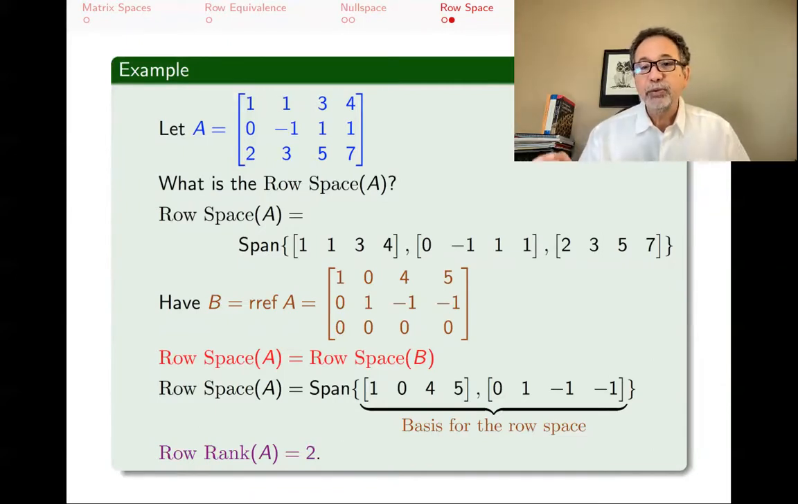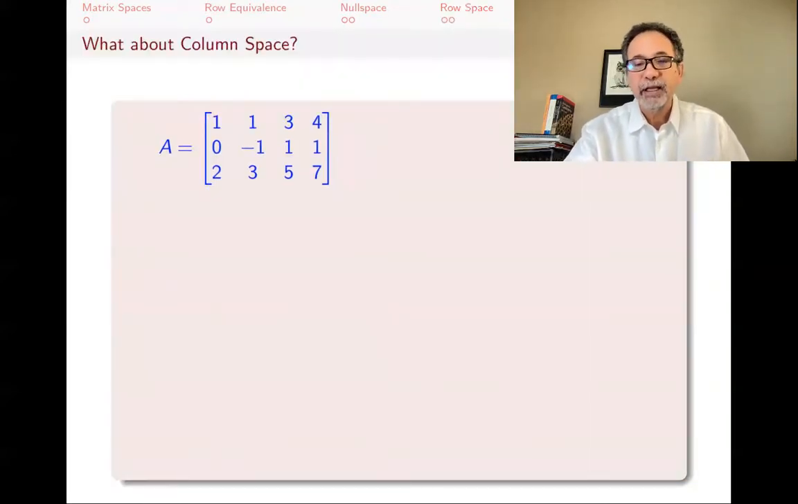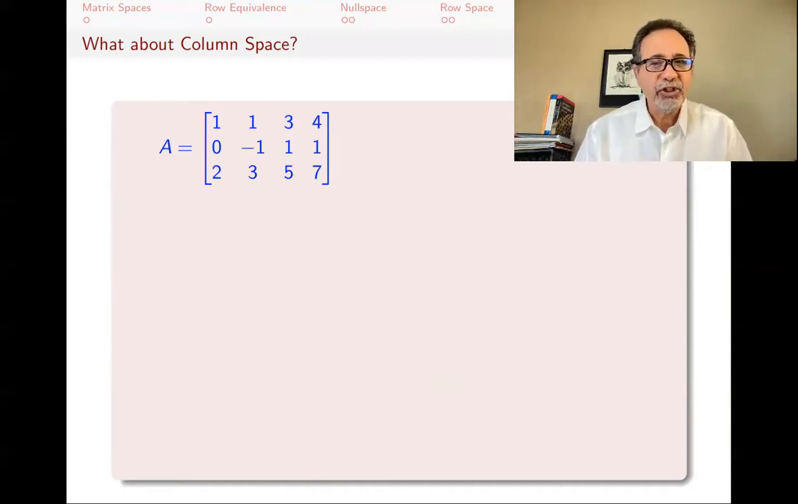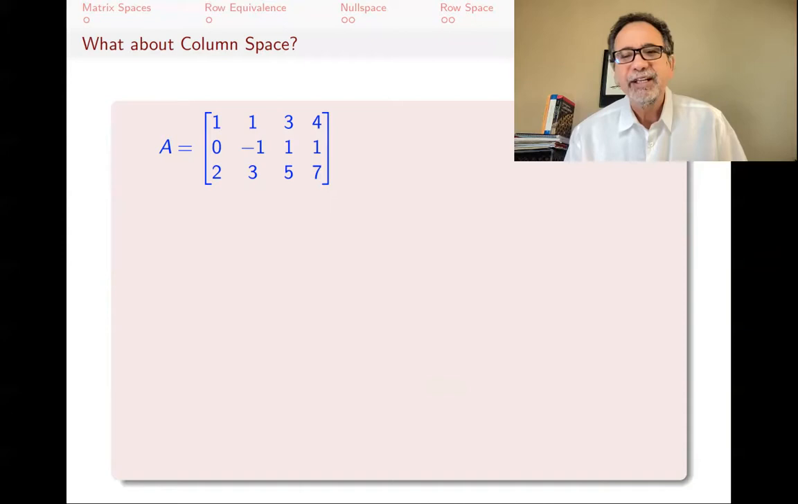Spoiler alert, later we will show the row rank and the column rank are the same, but we haven't quite done that in this series of lectures. Now let's move on to the column space. So far we saw that when you do elementary row operations, the null space doesn't change, the row space doesn't change. And you might think, if you don't think about it too much, well, maybe the column space doesn't change either. That's not the case.